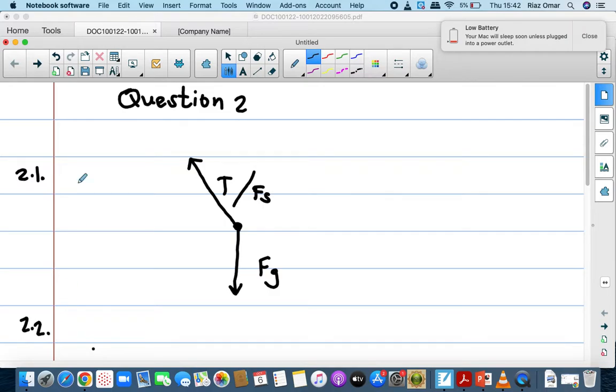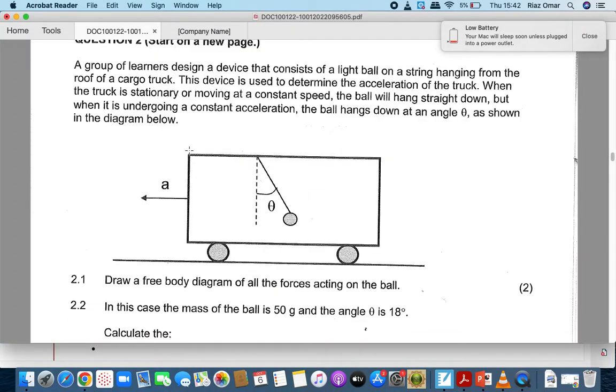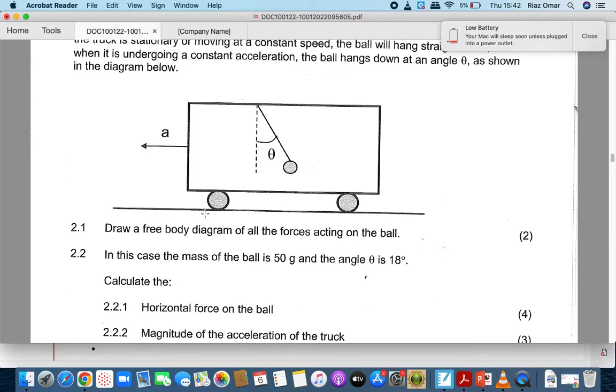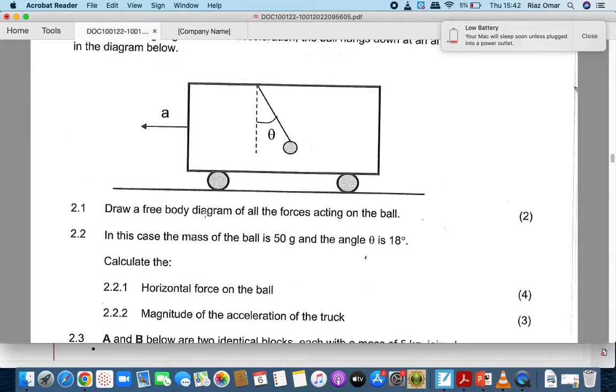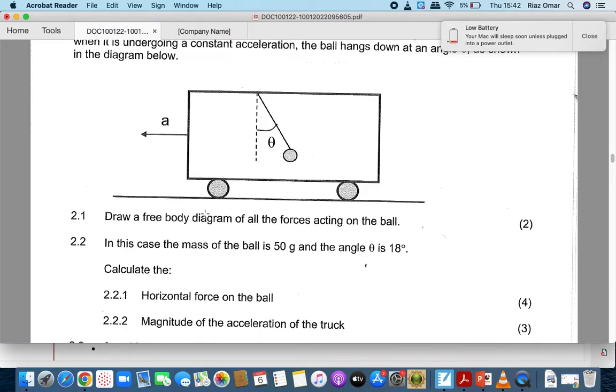So those are the two forces acting on the ball. 2.2. Looking at the question, 2.2 says, in this case, the mass of the ball is 50 grams and the angle is 18 degrees. Calculate the horizontal force on the ball. So if you want to calculate the horizontal force on the ball, we're looking at the force acting in that direction there.